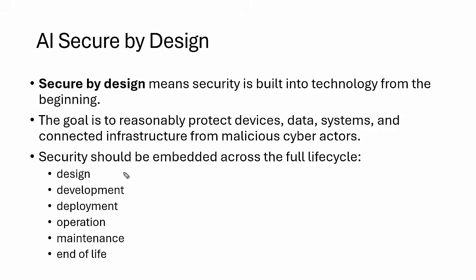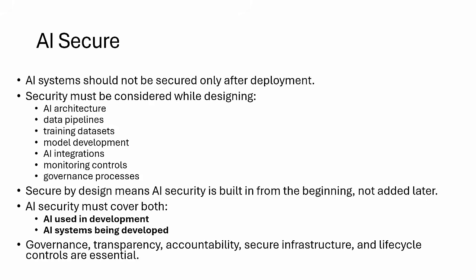During design, we do threat modeling. During development, we do secure code review, model integrations and all that. During deployment, make sure we have a secure environment in which I can deploy and run as per the business objective. Maintenance should be there, and last but not least, end of life. So that's something we have to look for. When we're talking about AI security functions, an AI system should not be secured only after deployment. It will be more expensive.